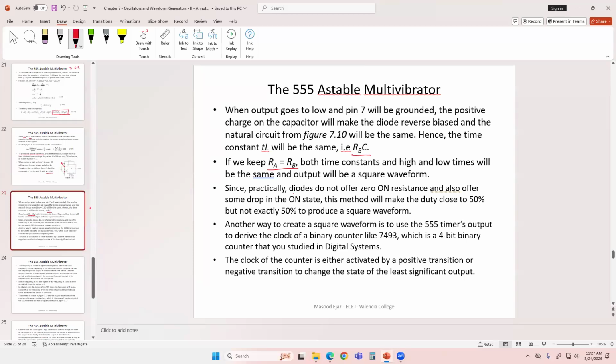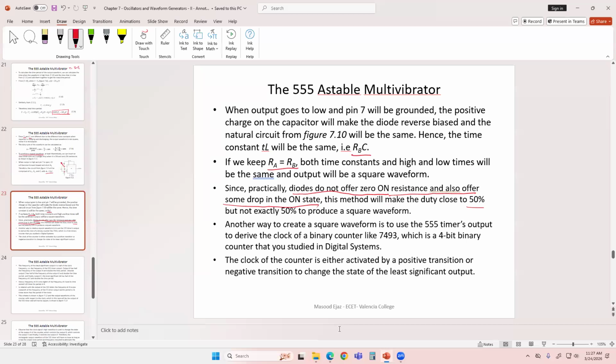But again, practically diodes do not offer 0 resistance, and also there is always some drop in the on state. So practically this method is going to make the duty cycle close to 50%, but not exactly 50%. But there's another way to have the duty cycle 50%, and that's if we add a counter at the output of the 555 timer.